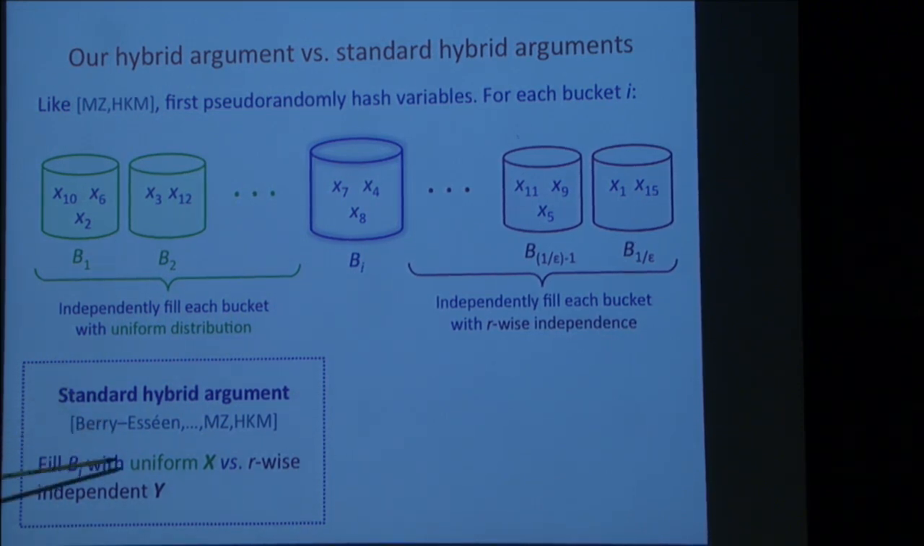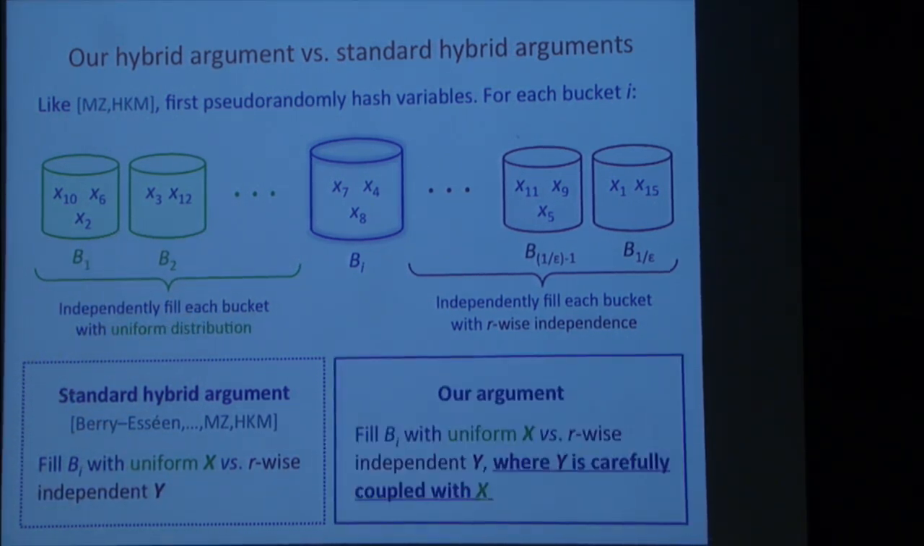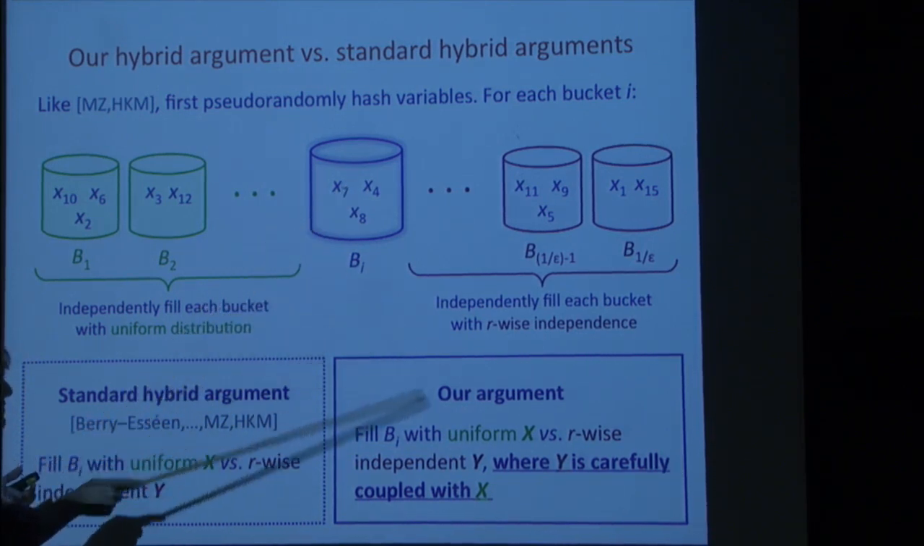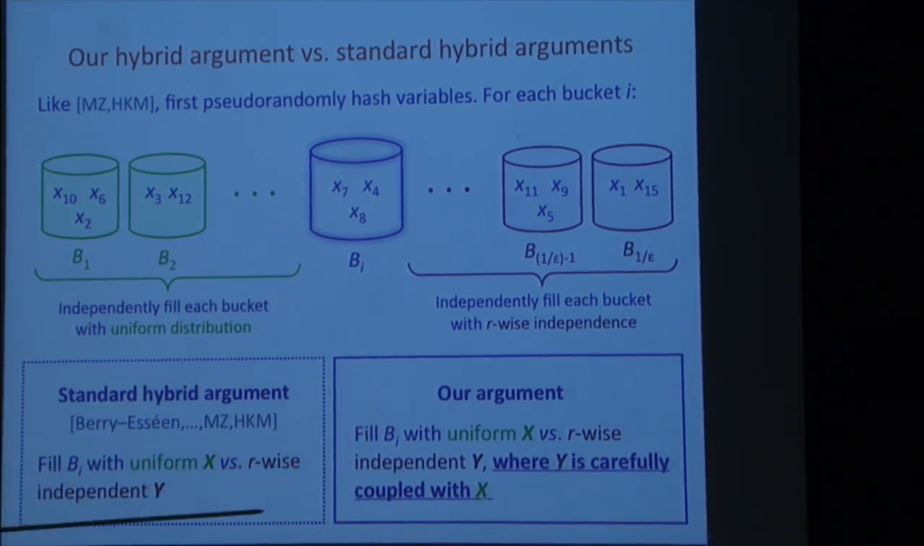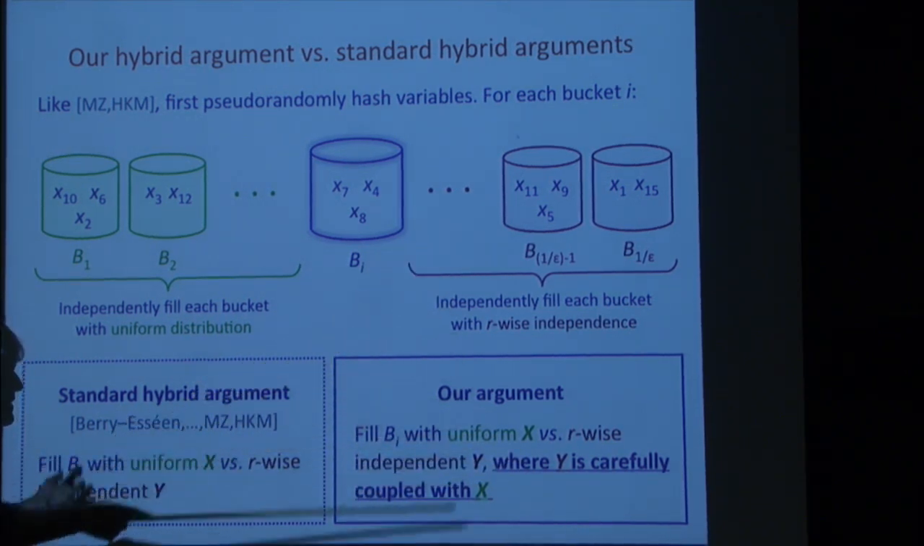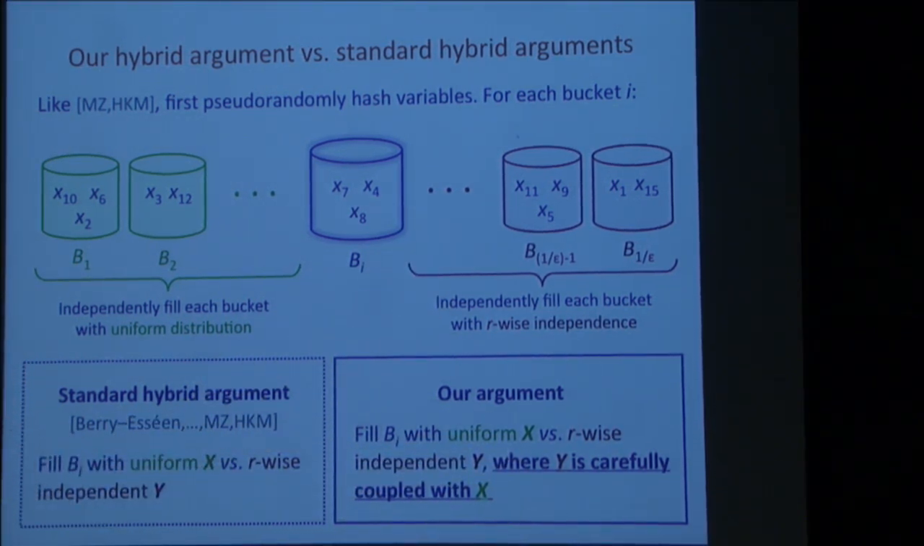Okay? So standard hybrid arguments just say that you don't incur much difference if you fill in that ith bucket in the green way, uniformly, versus pseudo-randomly in the purple way. What are we going to do? The way we're able to make the analysis work is by thinking about filling in the ith bucket either uniformly or pseudo-randomly. But to make our proof work, we needed to have the pseudo-random way of filling in the bucket be carefully coupled with the truly random way of filling in the bucket. And I'll try to explain why this was important for us in the next slide.